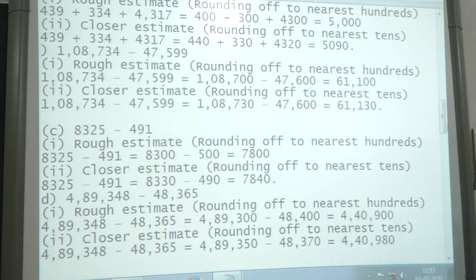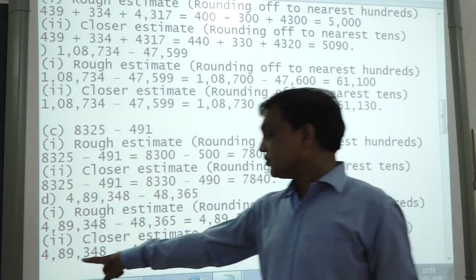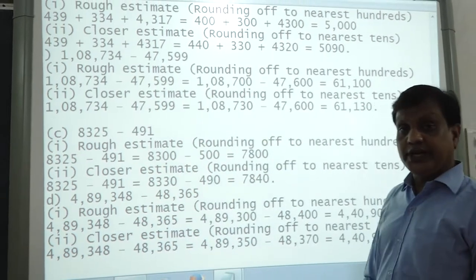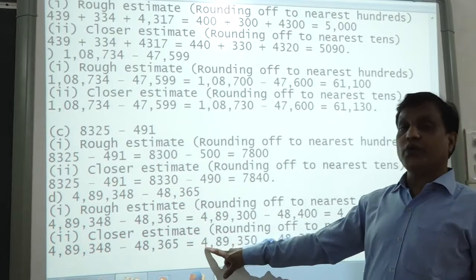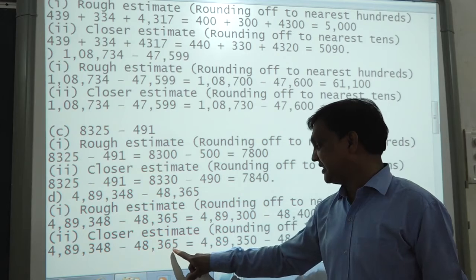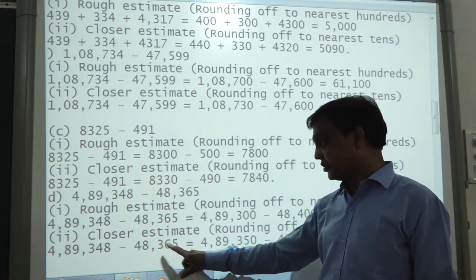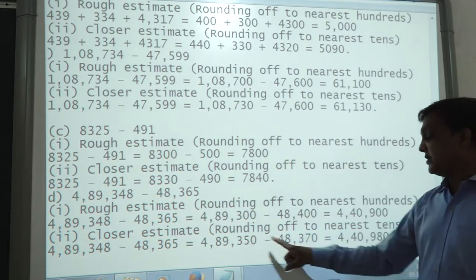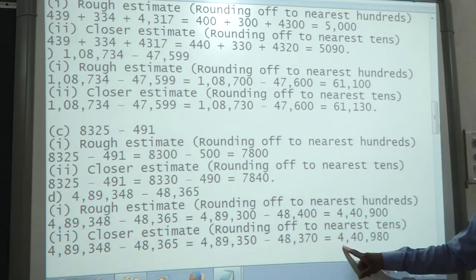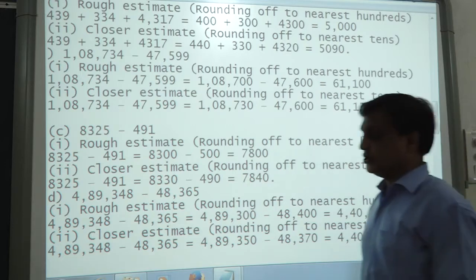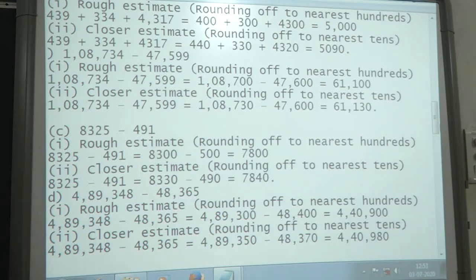Next, the same question for the nearest 10. 4,89,348 rounded to the nearest 10 becomes 4,89,350. Now 48,365 rounded to the nearest 10 becomes 48,370. When you subtract both numbers, you get 4,40,980. So this was the question.